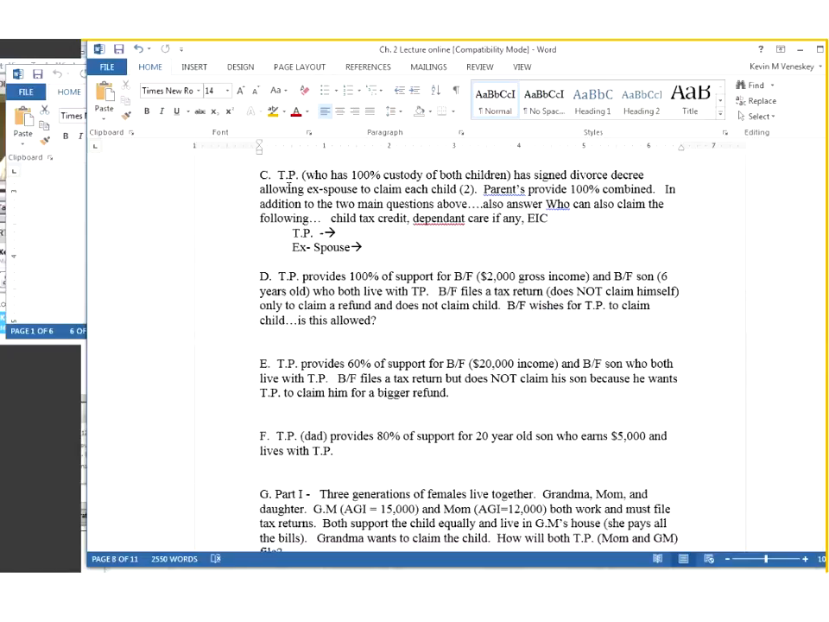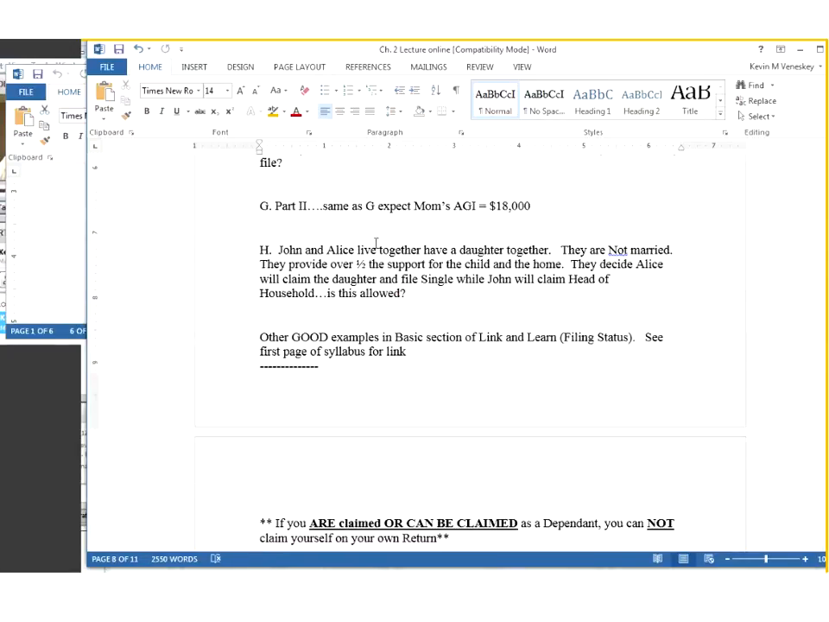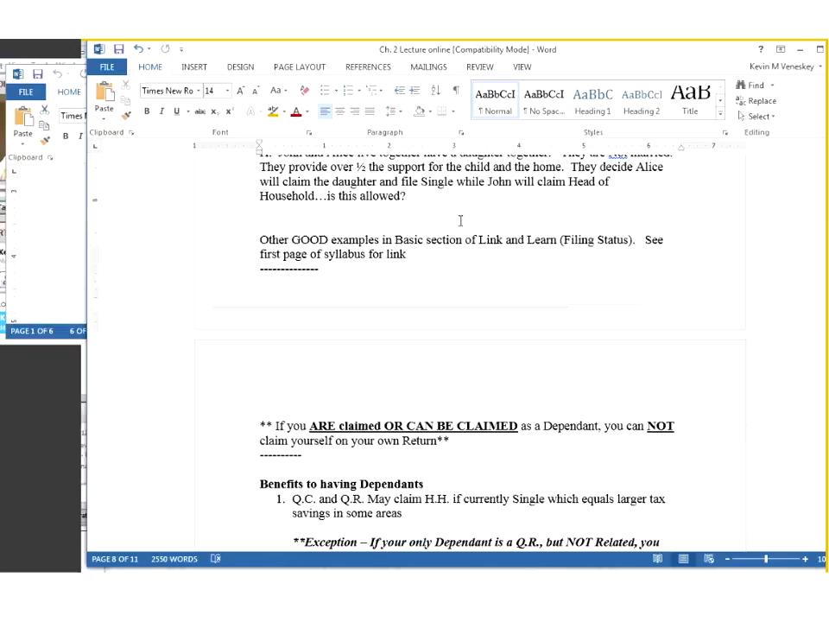So you'll want to go through each of these, C, D, E, F, G, all the way down, as some good examples of unique situations that do come up. And ask yourself, how can this person file, and do they qualify to claim anybody as a dependent?